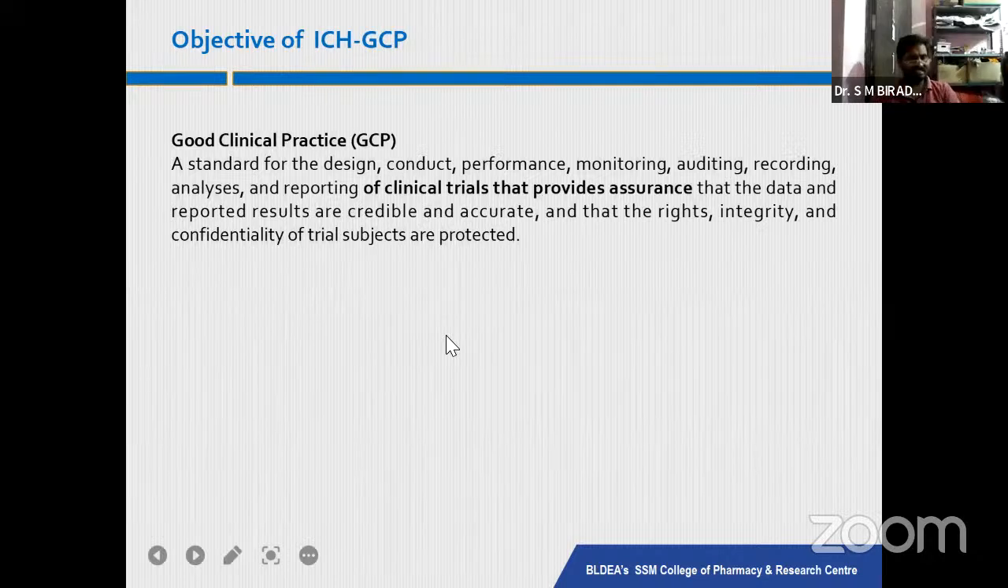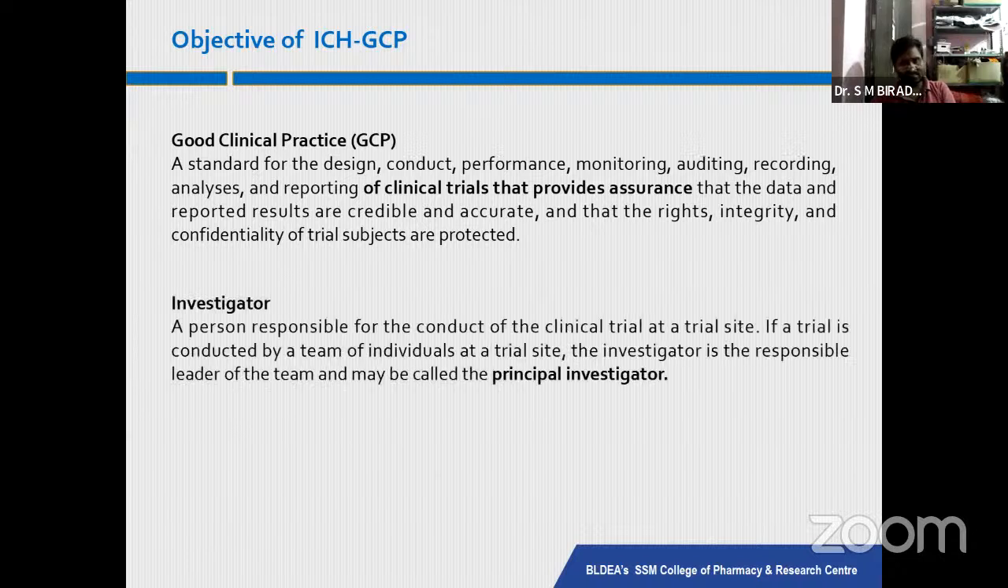So what exactly does good clinical practice say? It is a standard for designing, conducting, performing, monitoring, sometimes auditing, recording, analyzing, and reporting clinical trials that provides assurance that the data and reported results are credible and accurate, and that the rights, integrity, and confidentiality of the trial subjects are protected. So again, it shows the ethics.